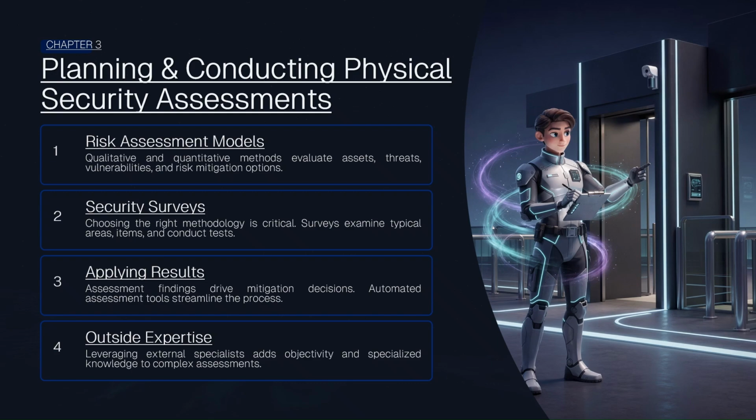Assessments help organizations identify vulnerabilities, threats, and potential risks within their facilities and operations. One important element is the use of risk assessment models. These models evaluate the likelihood of threats and the potential impact on the organization, helping security managers prioritize resources and mitigation strategies. Another component is security surveys, which involve systematic inspections of facilities, processes, and existing security measures. These surveys help identify gaps in protection and opportunities for improvement.